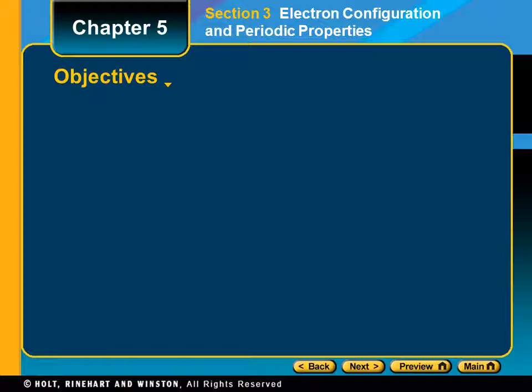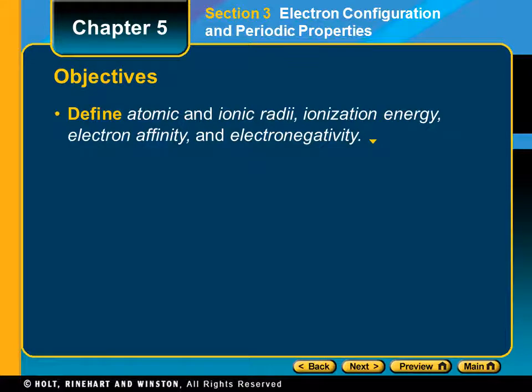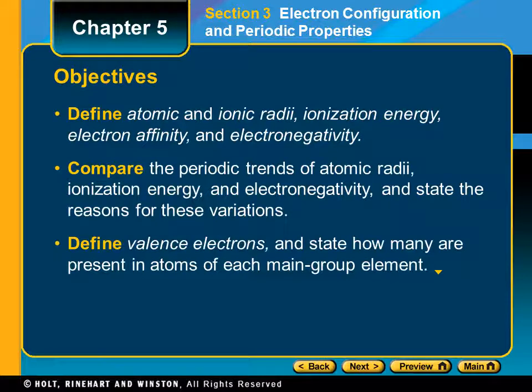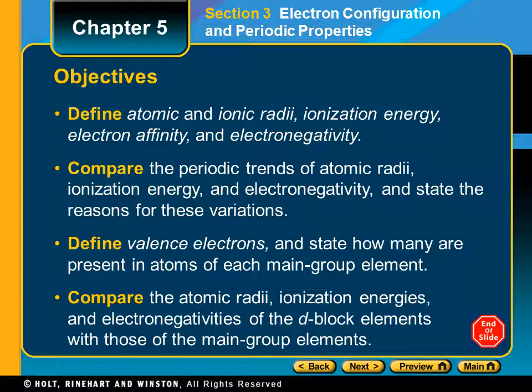Alright guys, we're going to look at section 3. This has to do with electron configuration and periodic properties, and this will finish up the chapter for us at this point. Our objectives are to define atomic and ionic radii, ionization energy, electron affinity, and electronegativity. Compare periodic trends of atomic radii, ionization energy, and electronegativity, and state the reasons. Define valence electrons and state how many are present in atoms of each main group element. Compare the atomic radii, ionization energies, and electronegativity of the D block elements with those of the main group elements.